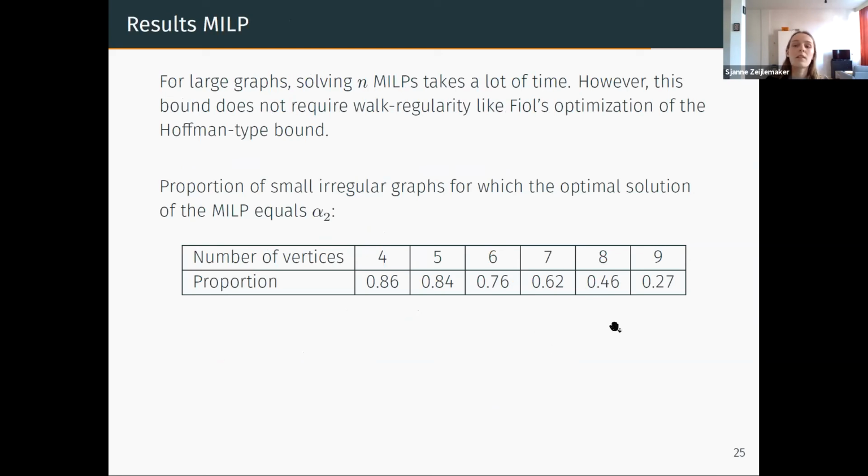So of course, this takes a little bit more time if you have to run this program for every single vertex. However, the nice thing about this is that we don't require any type of walk regularity here, like for example, Veal's optimization bound. And if we look at small graphs that are not regular, we see that actually for the 2-independence number, in quite a large percentage of the cases, we still get a tight answer.